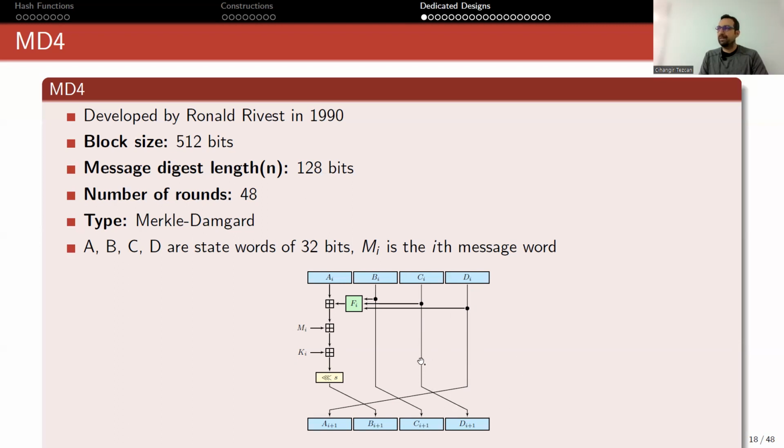It looks like a Feistel-like structure. So yes, type is Merkle-Damgard. Here, A, B, C, D are state words of 32 bits. As you can see, this sums up to 128 bits. At the bottom, we will give the output from here. But initially, you fill it with the IV, not with your message. You will feed your message 32 bits by 32 bits from here every round.